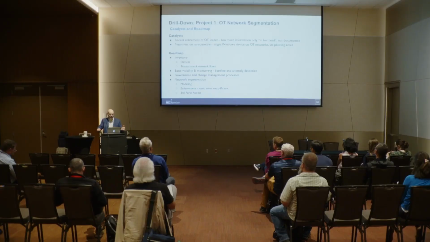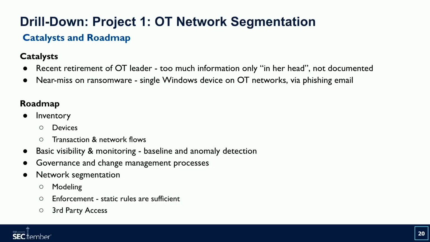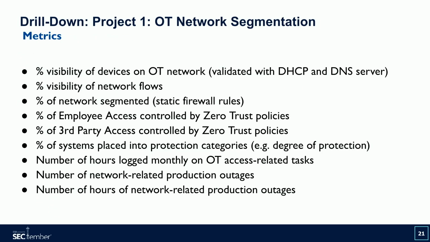They had a Windows device that was infected and was taken over. They lucked out that ransomware was not able to spread to other devices on the network, but they realized it certainly could have. So what they're going to do is take an inventory of the devices and the transaction flows in the network and document them, put in place some basic network monitoring, put in place governance and change management processes, because the way it works today is Sally thinks about it and says, yes, no, we'll do this differently, and then start to put in place some network segmentation.